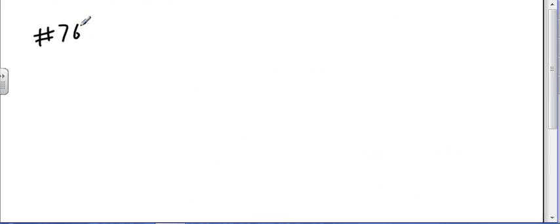76. Estimate the difference in air pressure between the top and the bottom of the Empire State Building. Okay, so the Empire State Building. That's good. And it's 380 meters tall.